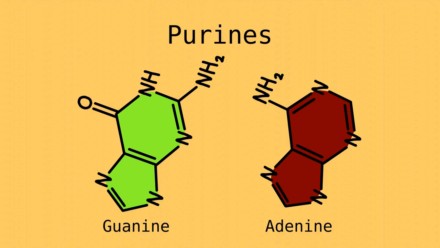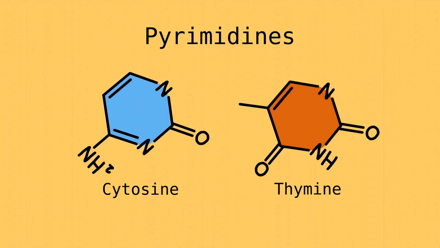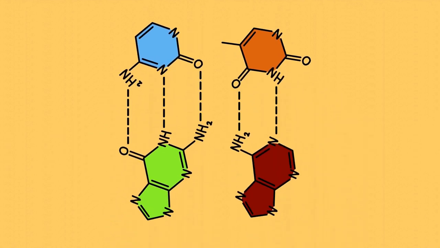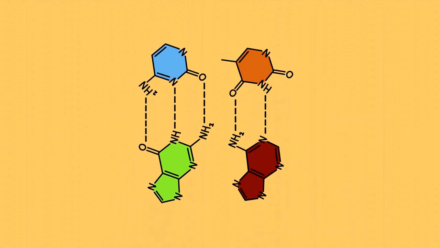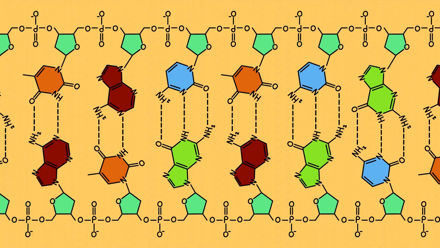Purines, being double ring bases, are larger than pyrimidines, the single ring bases, so purines will only pair with the complementary pyrimidines, ensuring that the base pairs are all of equal length and that the polynucleotide strands are always the same distance apart.